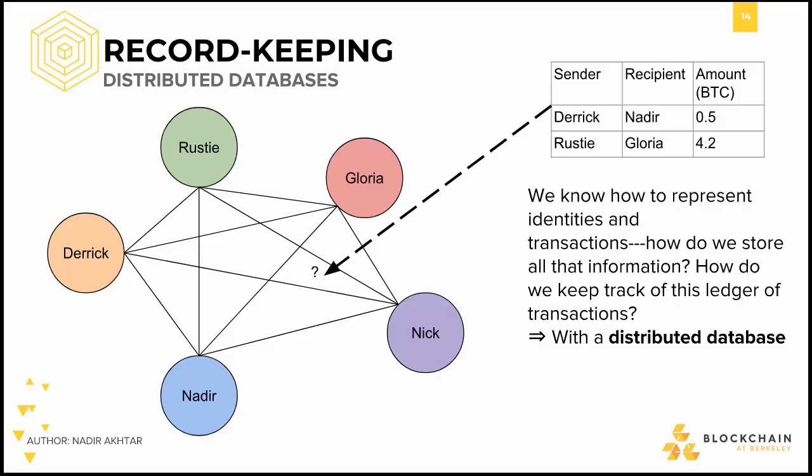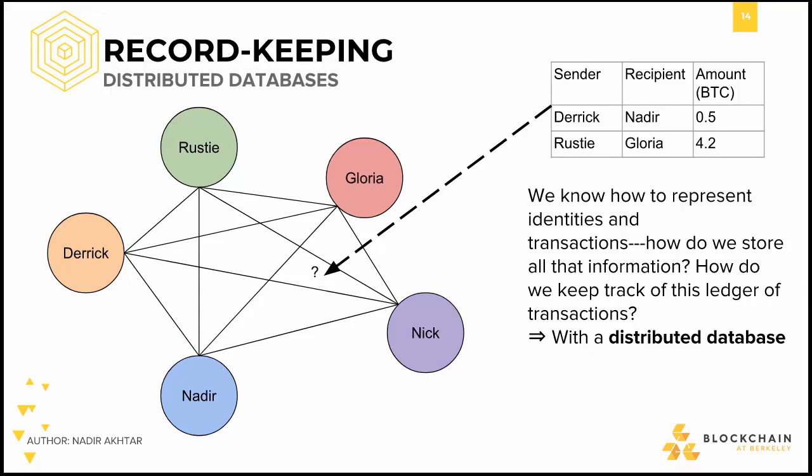For simplicity's sake, I have replaced all public keys with names. I've also replaced the UTXO model with a basic table on the top right-hand side of the screen. We need to store the history of transactions for obvious reasons, to know who owns what in the present, and to use this history to confirm the validity of future transactions. To save this information, we need some form of database.